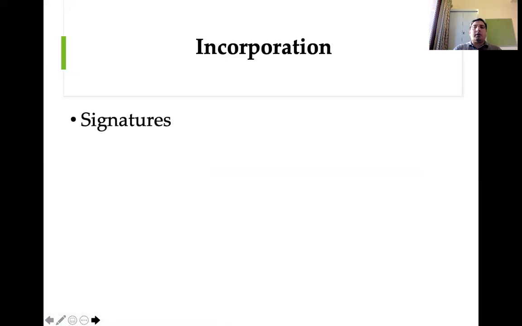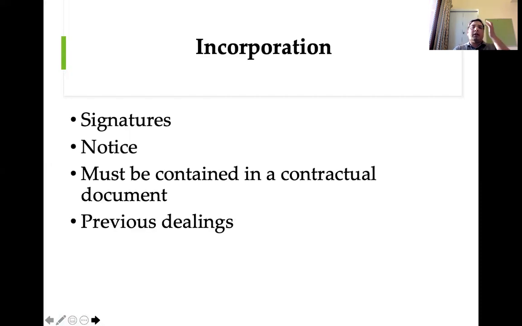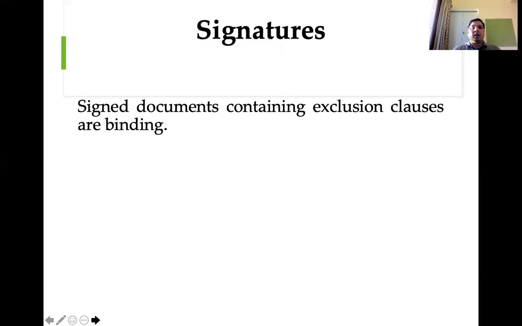So, incorporation. An exclusion clause could be included in the contract when the contract is signed and the attention of the other party is drawn to the existence of the exclusion clause. Sometimes previous dealings of the parties where exclusion clauses were included are also regarded as incorporation of exclusion clauses into the contract. Let's look into the details.